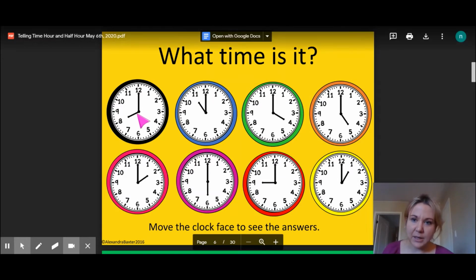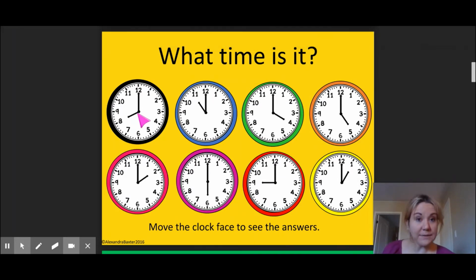What time is it? Well, for all of these times, the minute hand's at the 12, so it's something o'clock. The hour hand's pointed to the 8, it's 8 o'clock. The hour hand is pointed to the 11, it's 11 o'clock. The hour hand is pointed to the 4, it's 4 o'clock. Where's the hour hand pointed here? That's right, the short hour hand is pointed to the 5, so it's 5 o'clock.